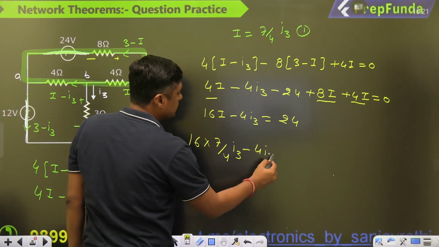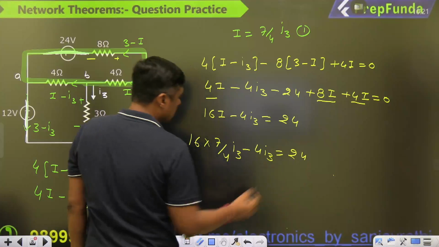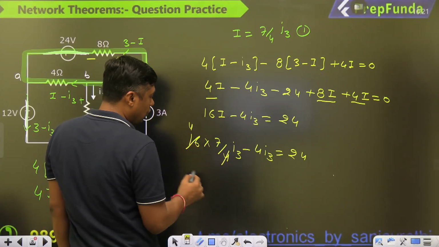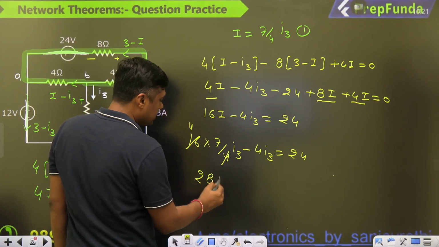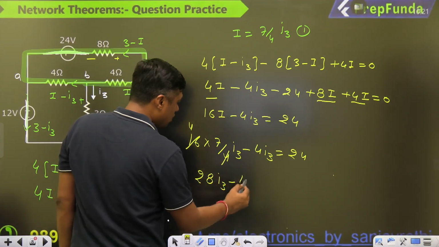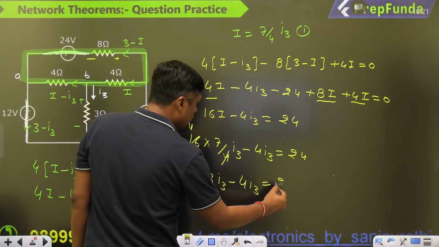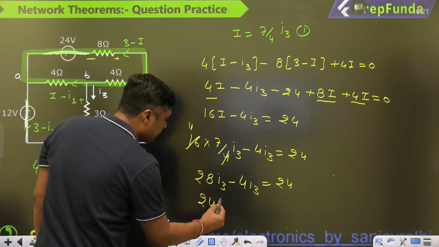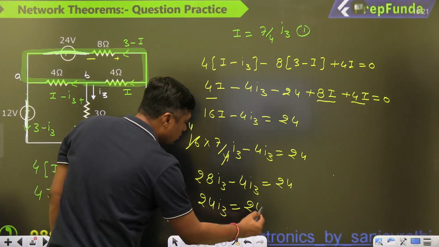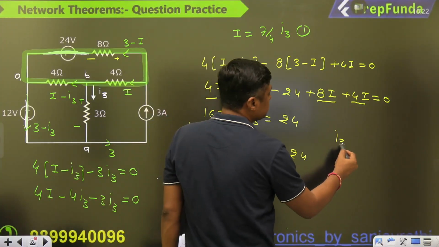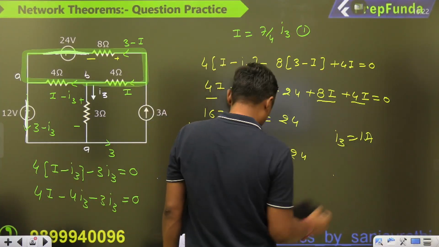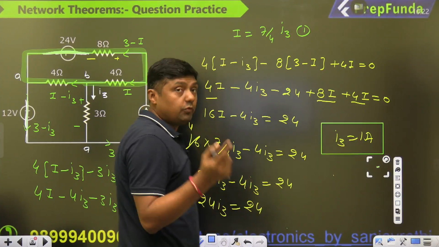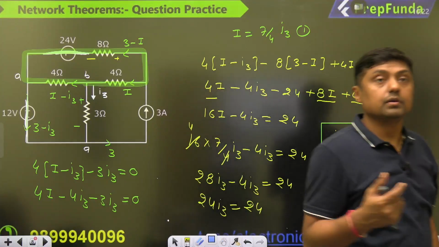Minus 4I3 is equal to 24. Then 7 into 4, 28 times of I3 minus 4I3 is equal to 24. So 24I3 is equal to 24. So I3 is equal to 1 ampere. This is one way, right?